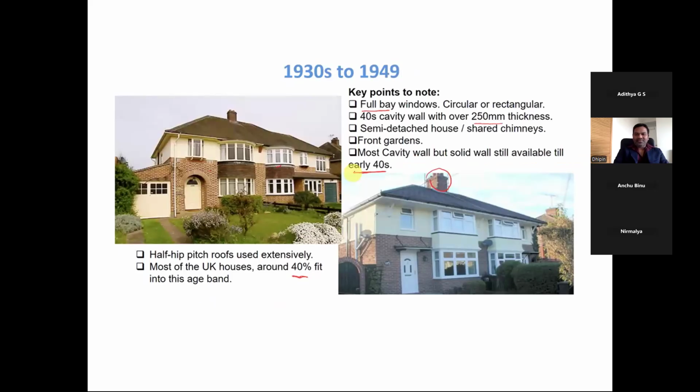These are again some samples of how the buildings are between the 1930s and 1949. If you look at it, full bay windows, 1940s cavity wall with 250 thickness, and semi-detached. Looking at this, you would know it's not fully detached. It's a semi-detached one, with shared chimneys. Obviously, houses here mostly have front gardens, and mostly cavity wall, but solid was still available till the early 40s or so.